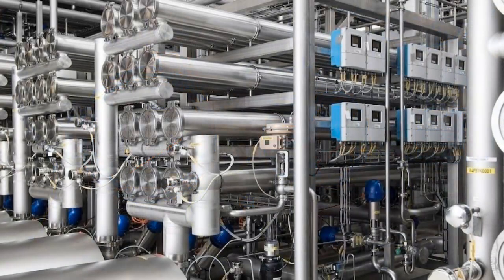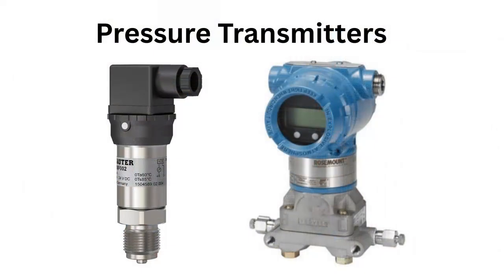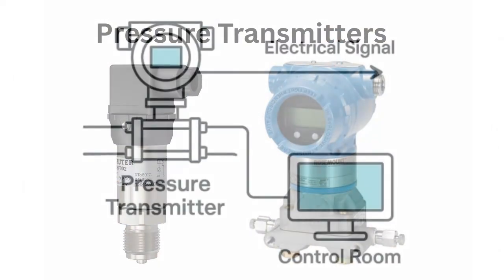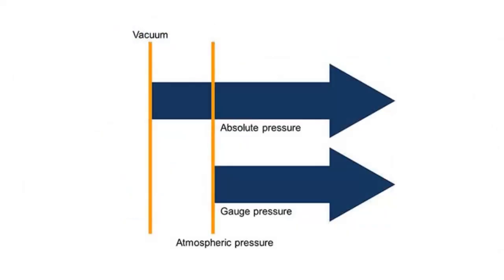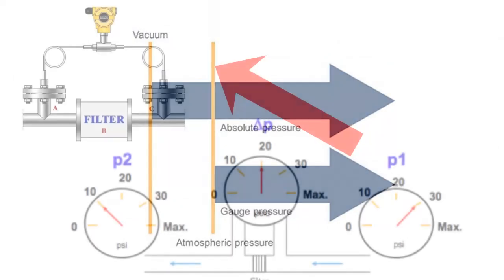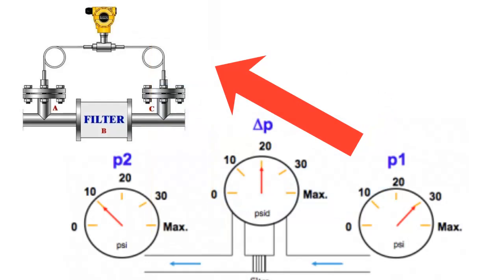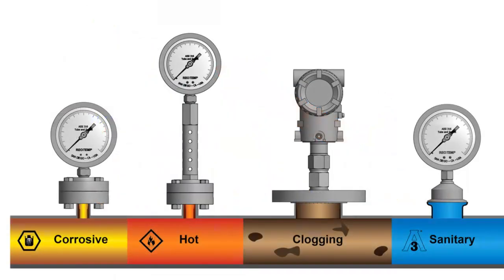First up, pressure transmitters. They measure the force exerted by a fluid and convert that into a signal. There are a few types. Absolute measures against a vacuum. Gauge measures against atmospheric pressure. Differential measures between 2 points. Sealed uses a fixed reference.